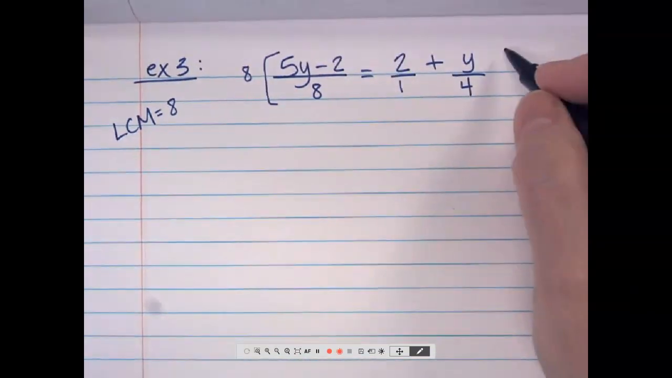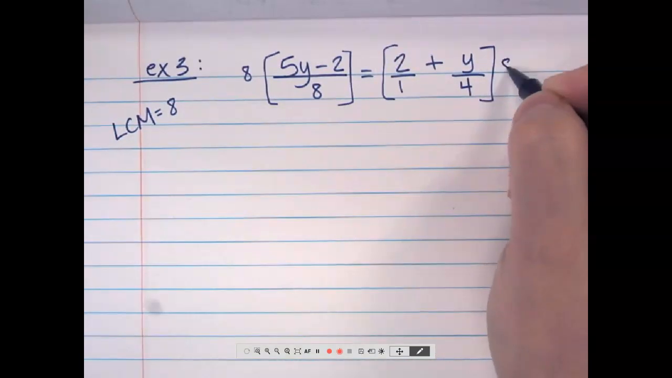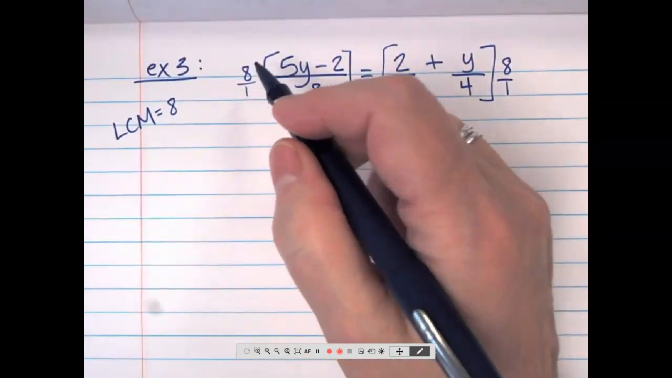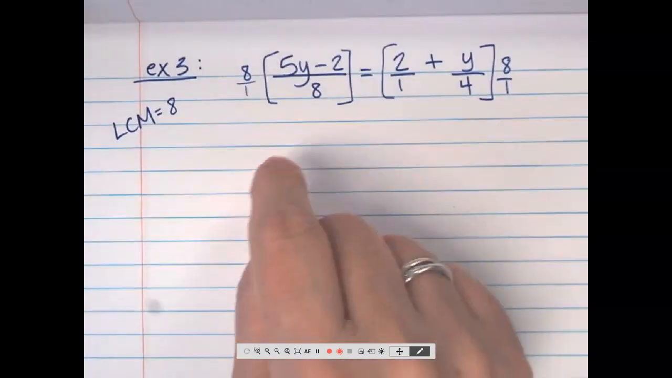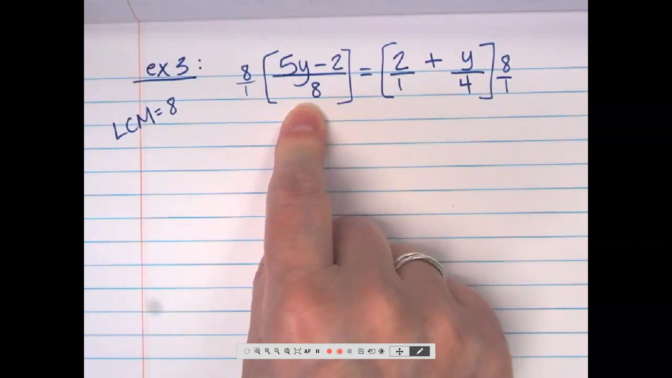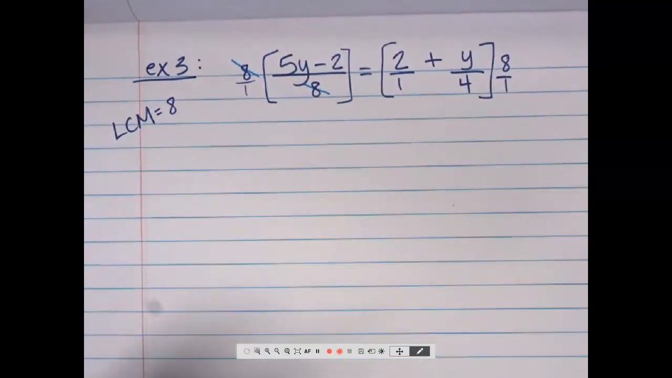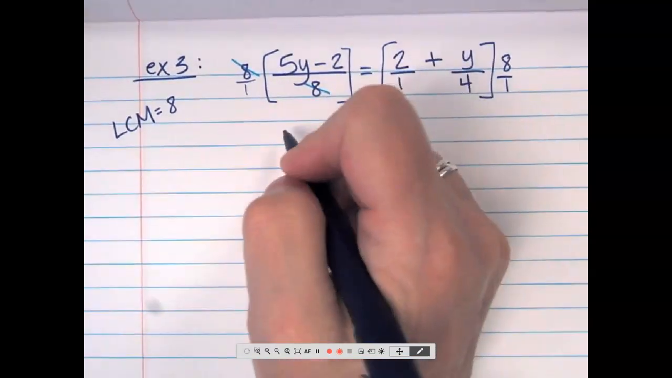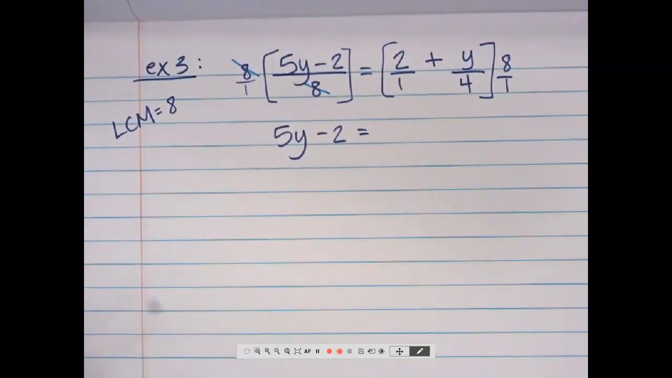So I am going to multiply the entire equation by 8. And if you prefer to think of that as a fraction, that's 8 over 1. Okay, so what you do to one side of an equation, you must do to the other. So when I multiply 8 times this fraction, what's happening to those 8s? They will cancel. Okay, so what is left behind is just a 5y minus 2. That's so much easier to deal with.